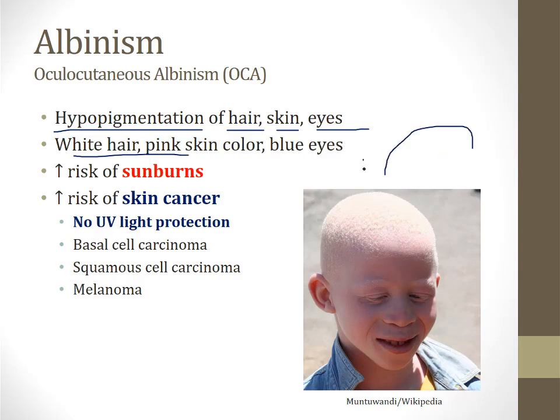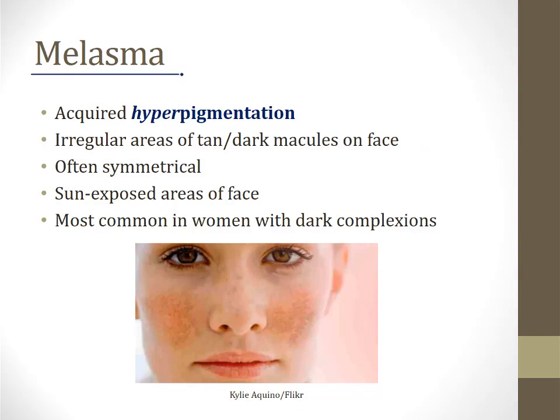And this is a picture of a boy with albinism on the screen here. In addition, because one of melanin's roles is to protect from ultraviolet damage to the skin, these children have an increased risk of sunburn. They tend to sunburn very easily, and they have a higher risk of skin cancer because they don't have the normal UV light protection. So all forms of skin cancer, basal cell carcinoma, squamous cell, and melanoma are found at higher rates among people with albinism. Moving on, let's talk about melasma.